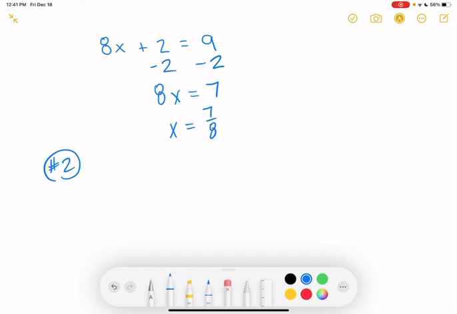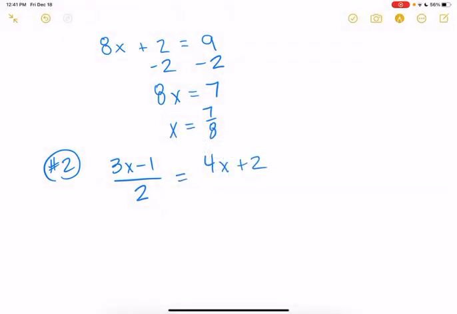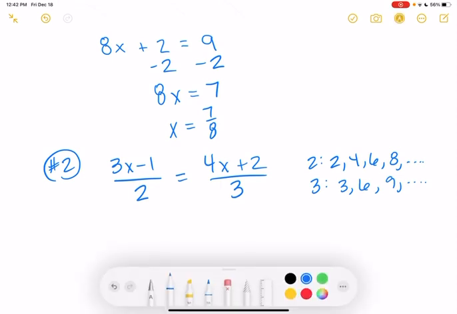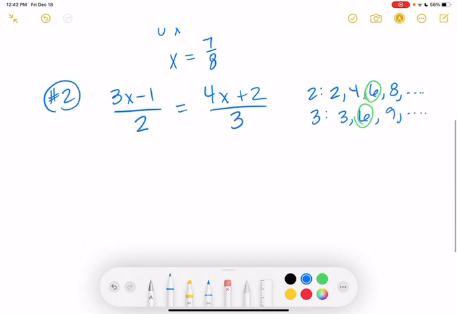Okay, for problem number 2, I have 3x minus 1 all over 2 equals 4x plus 2 all over 3. My multiples of 2 are 2, 4, 6, 8. My multiples of 3 are 3, 6, 9. And what do they have in common? That's 6. So we're going to rewrite the problem, leaving some space before each term.